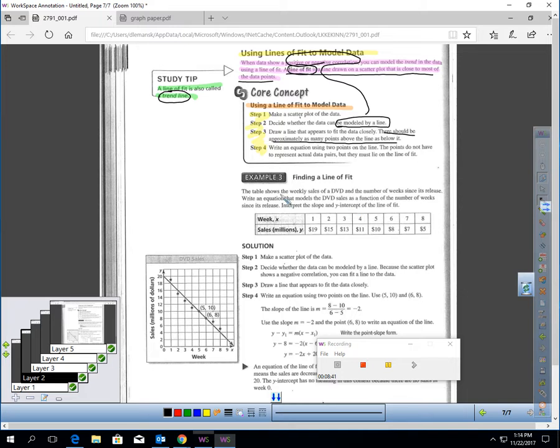And then finally, the last step, write an equation using 2 points on the line. These points do not have to actually represent data pairs, but they must lie in the line of fit. Pause the video, write those down. Okay, and we're going to do this. They do another example in the book. We're going to do this to the last problem that you just tried. So we're going to do this right now.